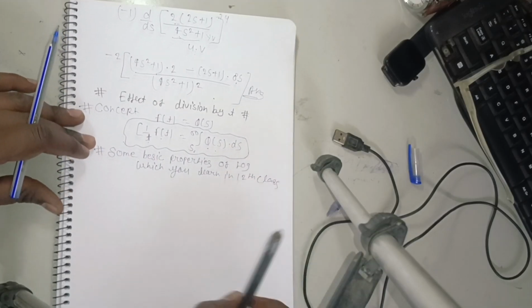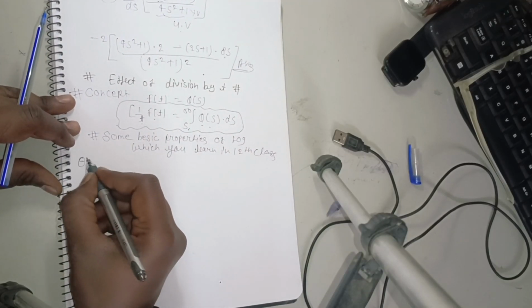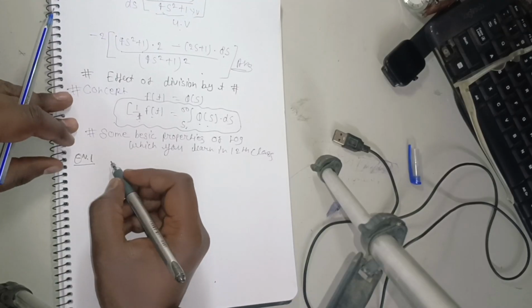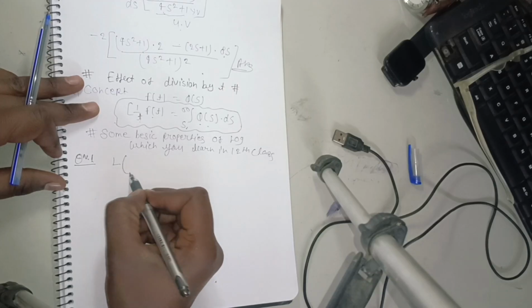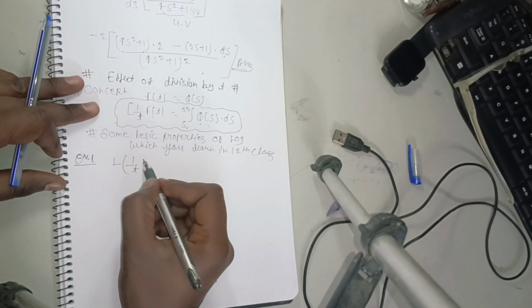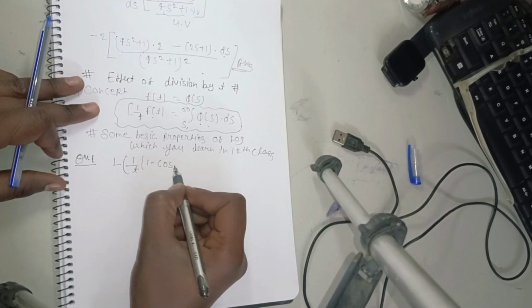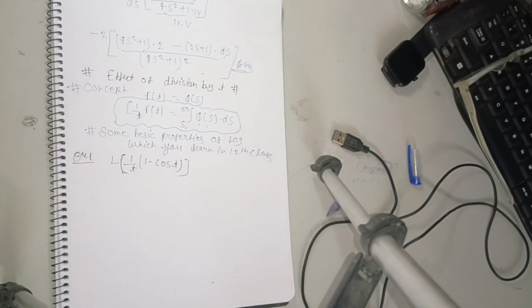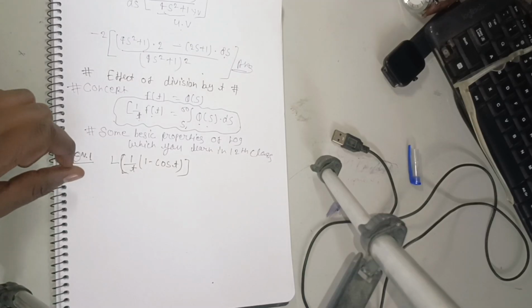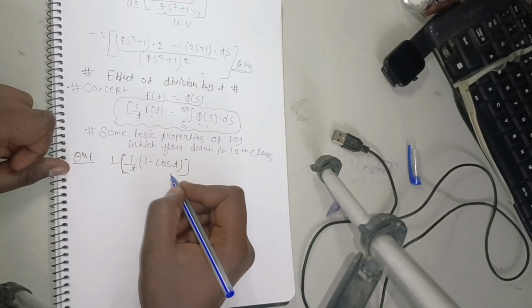So let's take an example. Question number 1 on the division property: find the Laplace of 1 upon t times (1 minus cos t).